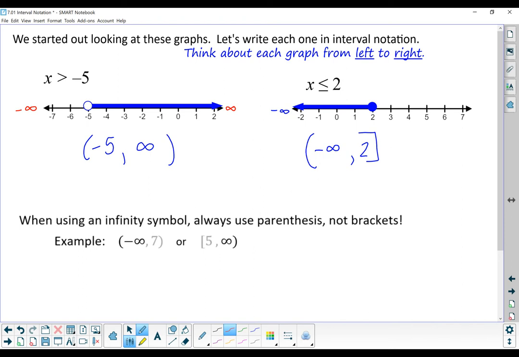Also, whenever you're using an infinity symbol with interval notation, you always use a parenthesis. We never use a bracket. Infinity is an idea, not a number, so we can't include it. We just have to show it with a parenthesis.